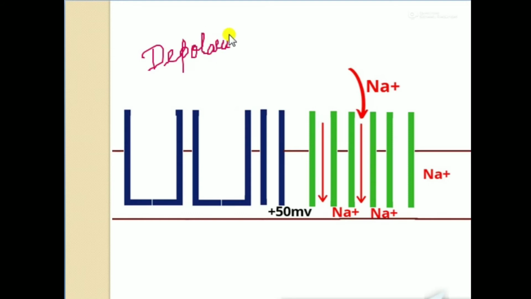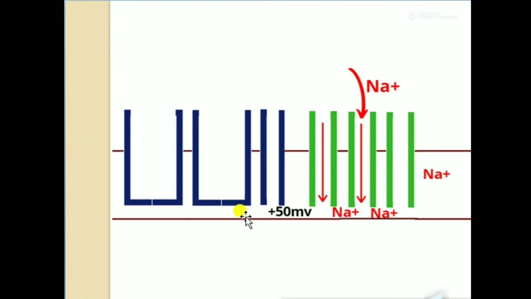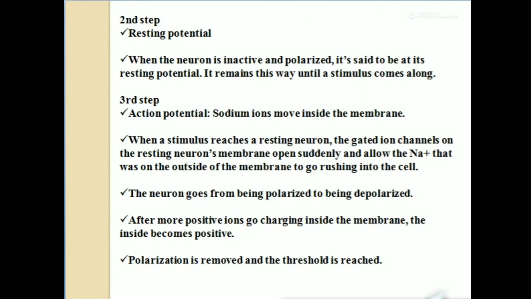Polarized state. Depolarized means the membrane goes from -70 to -60, to -30, from -30 to 0, to 20, to 30, then 50. That means the journey from minus to plus. This state is known as the polarized state.